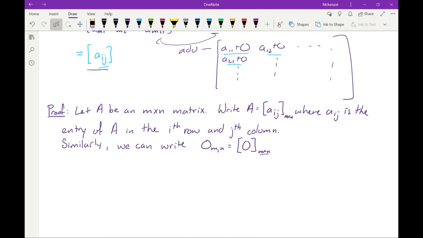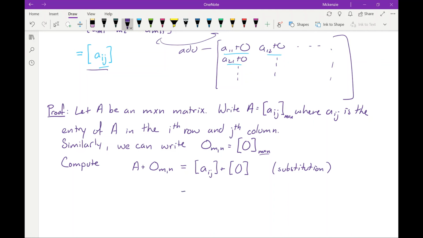All right, so now we're to the point where we can actually do the computing. We've set up all our notation. So compute A plus O_mn. First off, we want to do the substitution that we were planning on. Plus O. So substitution. All right. And then we get to use our fact that we know how to add matrices, and we know that adding them is adding the corresponding entries. So definition of matrix addition.